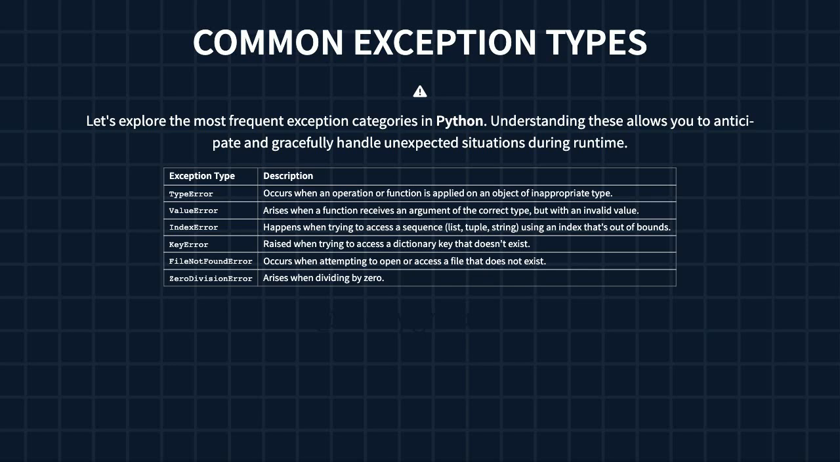IndexError is when you try to reach beyond the end of a list or tuple. KeyError happens when looking up something in a dictionary that's not there, and FileNotFoundError, well, that one's pretty straightforward. Finally, we have ZeroDivisionError, which is just trying to divide by 0, a classic. Recognizing these types will help you write more robust code.